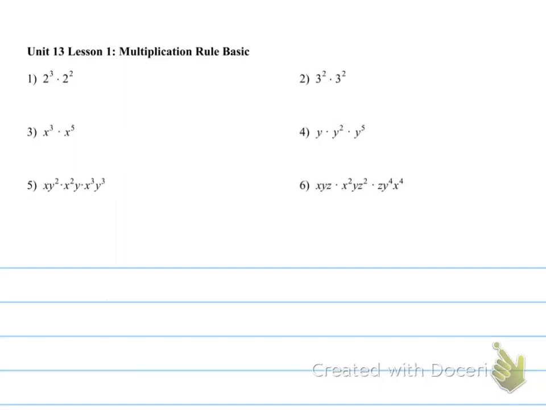We're diving into our next unit, Unit 13, and this is all going to focus on exponents. Before we do that, let's learn a few terms that we'll be using a lot in this unit.